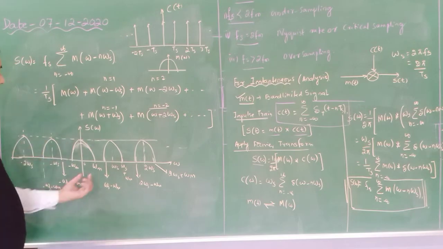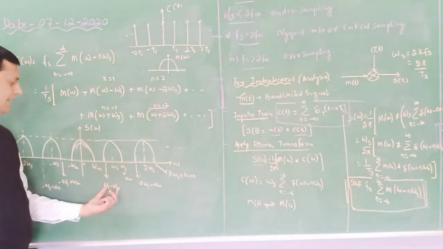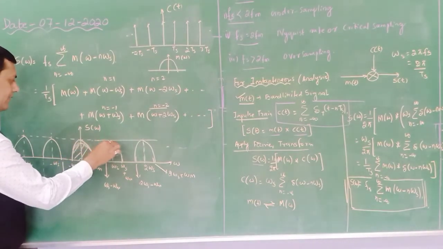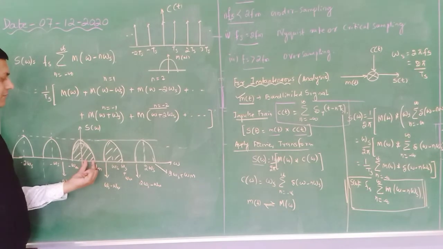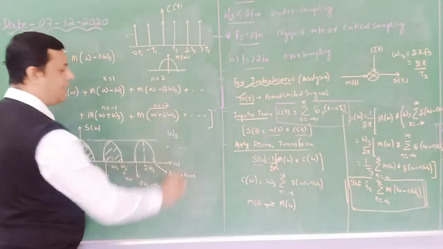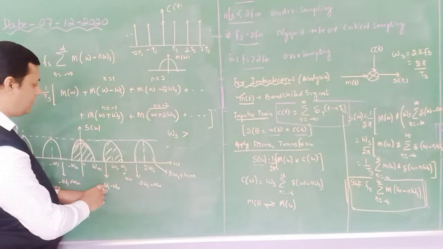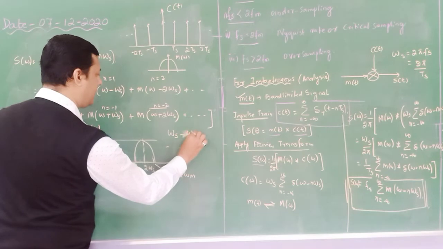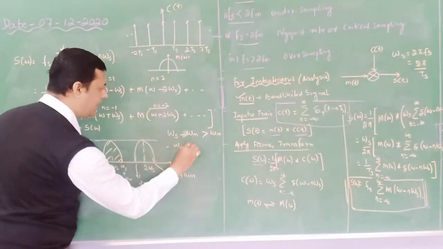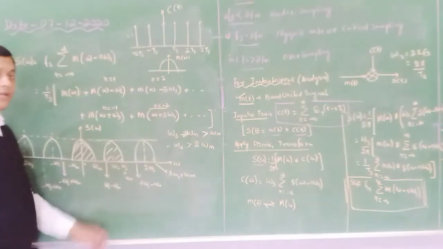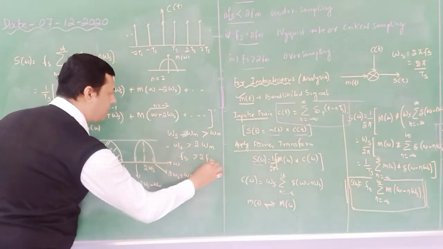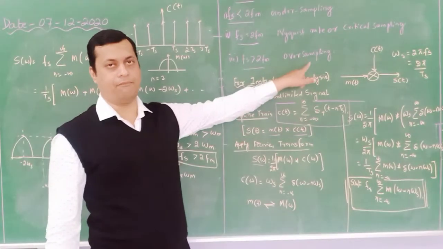Now here you can see from omega_m to omega_s minus omega_m there is a small difference. That means my information lies within this particular part, while this spectrum is not overlapping with this one. This indicates that omega_s minus omega_m is greater than omega_m. Yes, it is greater, satisfied. So omega_s is greater than 2 omega_m, and here I can write f_s greater than 2 f_m. This indicates oversampling. It is satisfied.